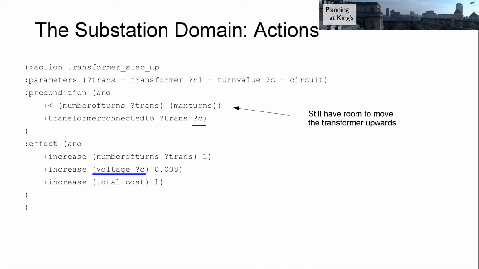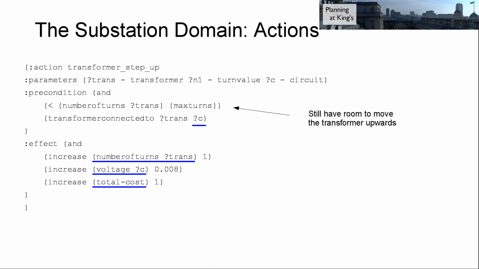And the reason we need to know the relationship between the transformer and the circuit it is connected to is because if we apply this action, it has an effect. It's going to increase the voltage on that circuit by 0.008 per unit volts. It also has some other effects, so it increases the number of turns on the transformer. So we've recorded that we've now stepped the transformer up a notch, so we've got less headroom if we want to step it up further.